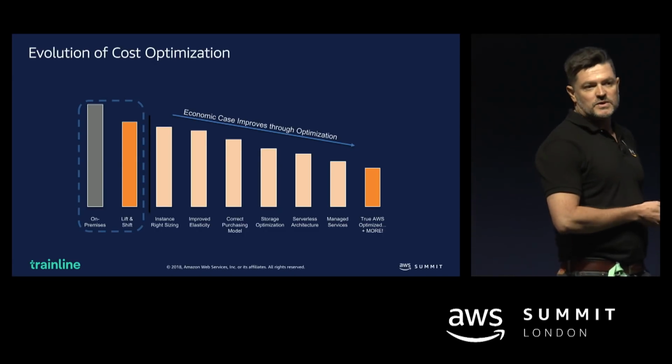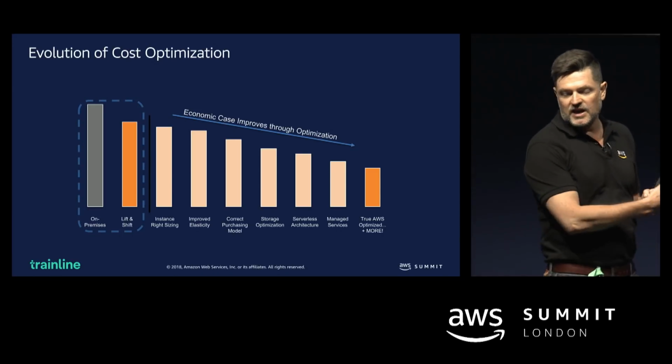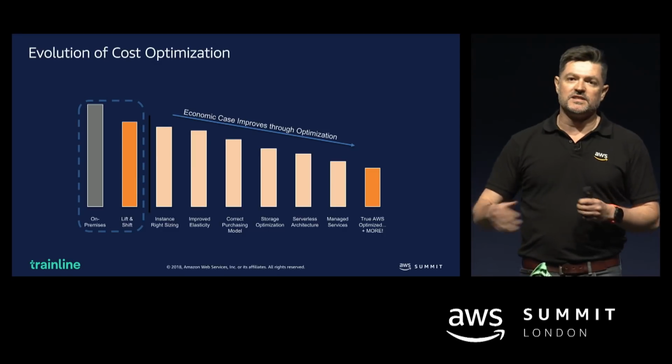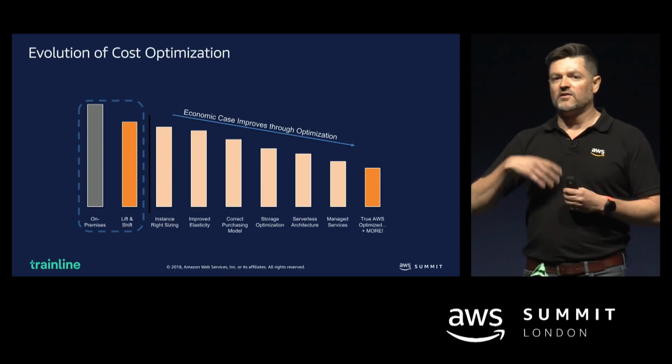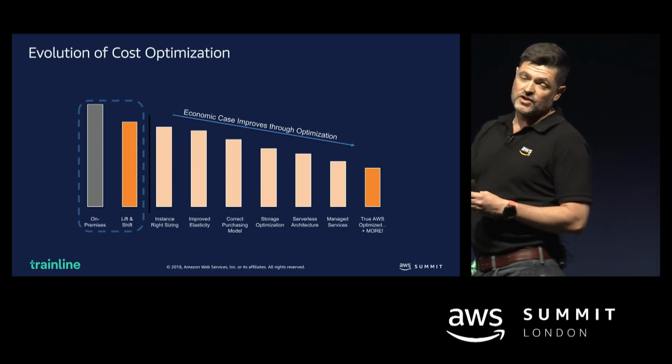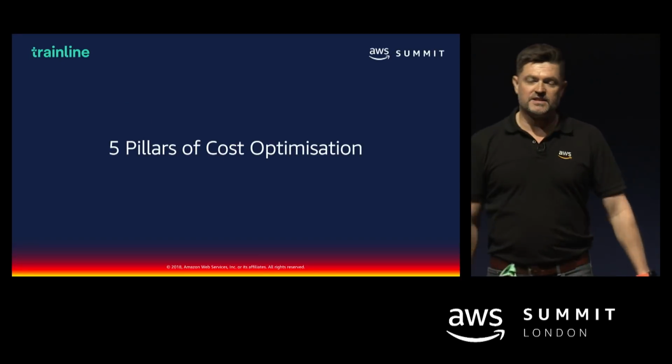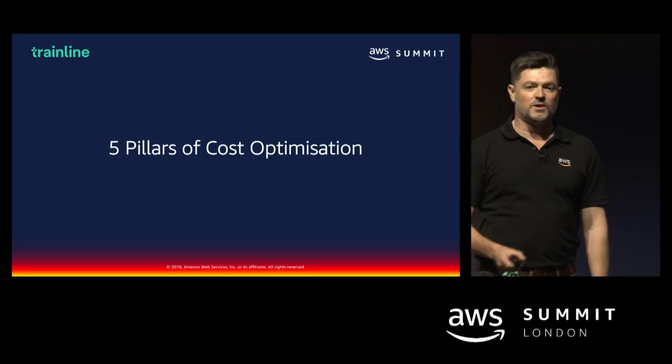There's a number of things we talk about: instance right-sizing, storage optimization, and we go through a various number of pillars, and at the end of that, there's a lot more to be gained. Once you get to that level, you can start getting into the real nitty-gritty. But as we jump in, let's go to the 5 pillars of cost optimization.